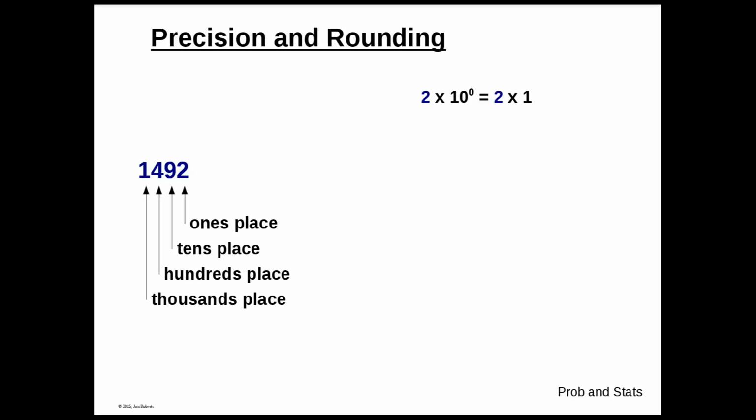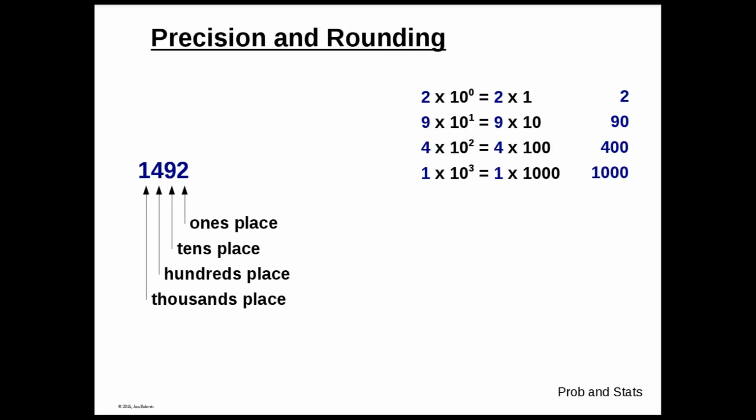That 2 in the ones place actually means 2 times 10 to the 0, or 2 times 1, just a 2. However, the 9 in the tens place means 9 times 10 to the first power, 9 times 10, which is 90. The 4 represents 4 times 10 to the 2, or 4 times 100, 400. And the 1 represents a 1 times 10 to the third, or 1 times 1,000, 1,000.